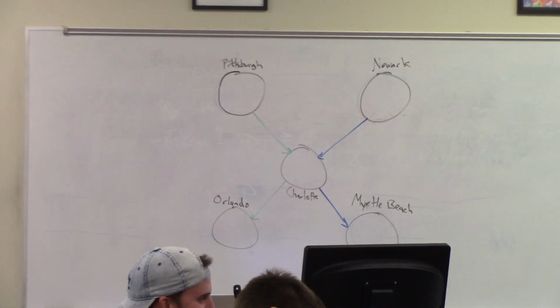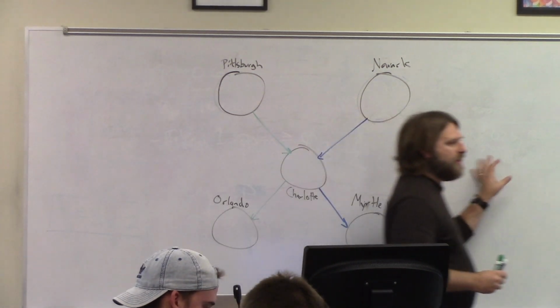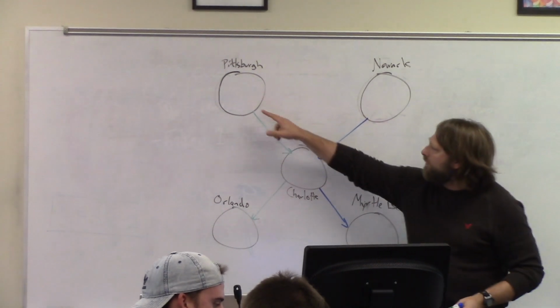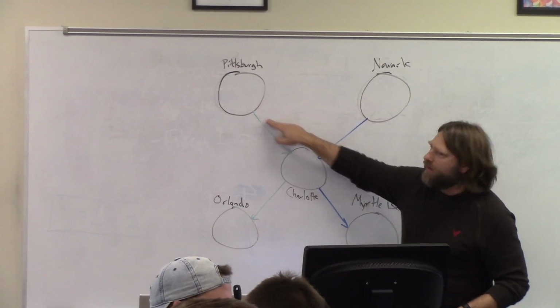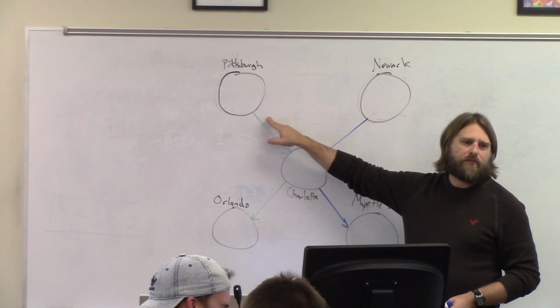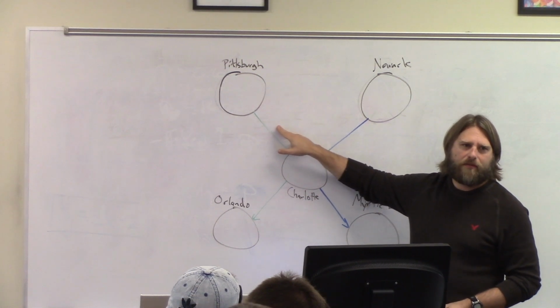All right. So what are the constraints that we have in this system right here? How many seats can we hold on this segment right here? What's the constraint there?